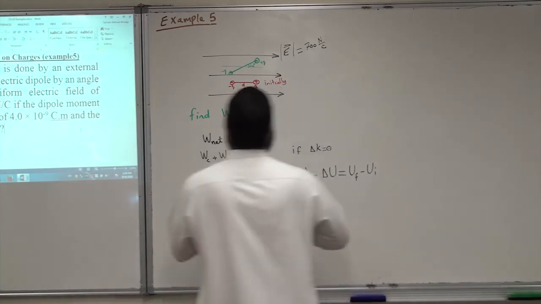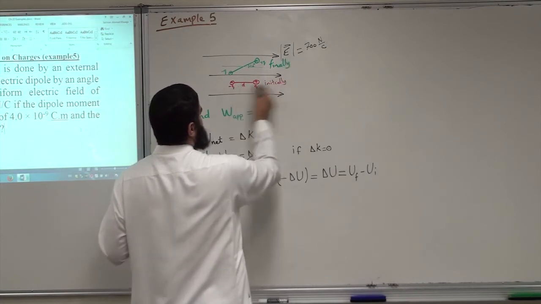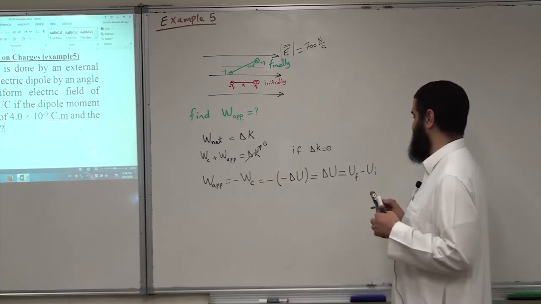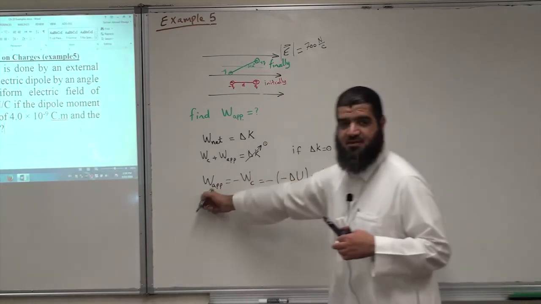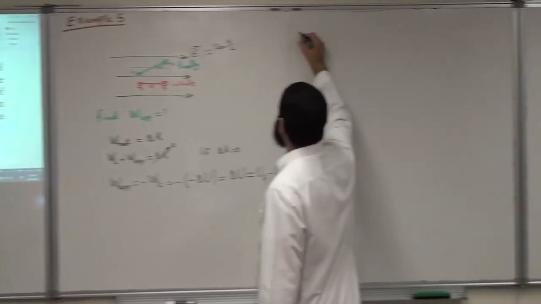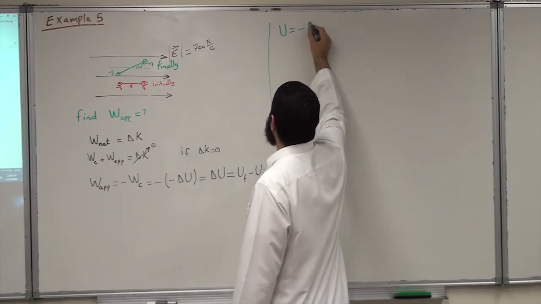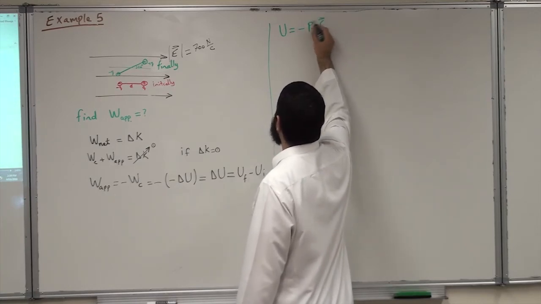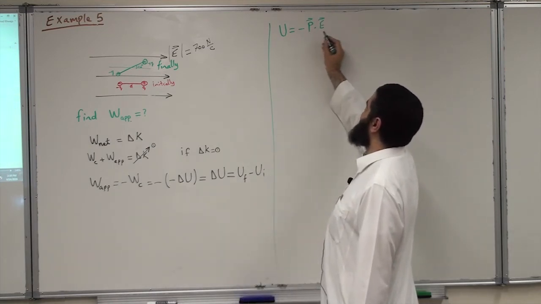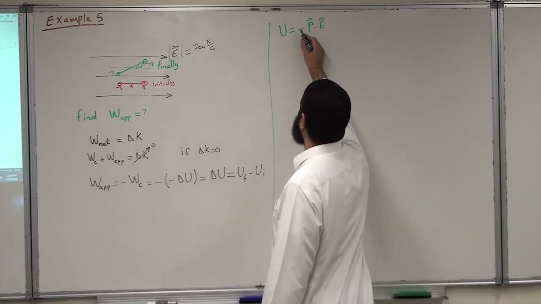We want to know what the initial potential energy is and what the final potential energy is. This is the final; I forgot to write the word final here. This is the initial situation, and that is the final situation. What is U initial and what is U final? Find the difference between them, and you will get the work done by the external agent. From our discussion, we came to the conclusion that U equals minus P dot E, the dot product between the electric dipole moment and the electric field.